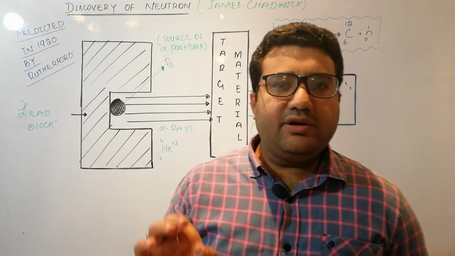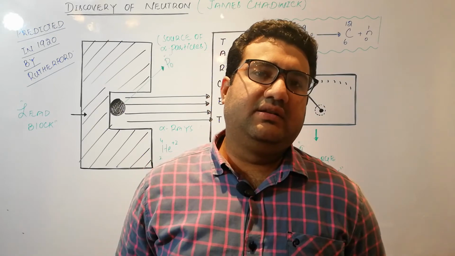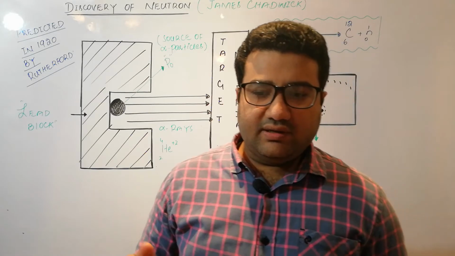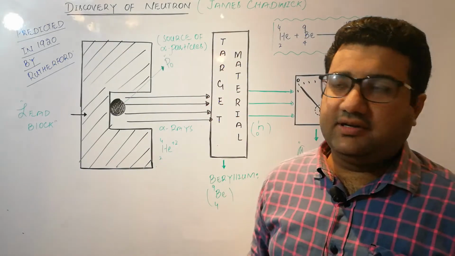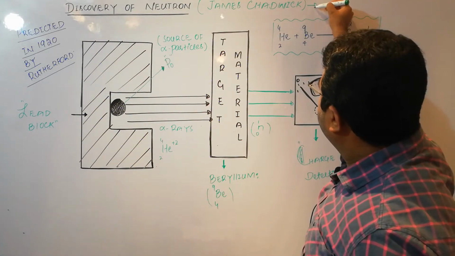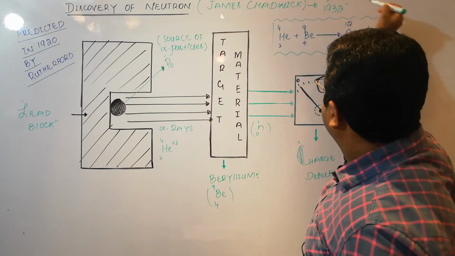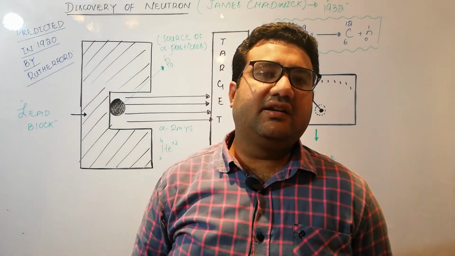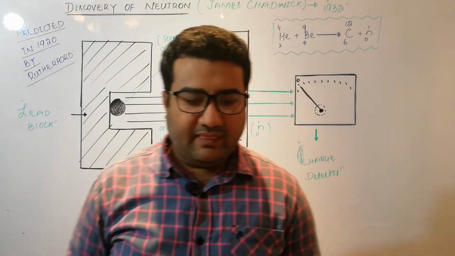In 1920, the presence of the neutron was predicted by Lord Rutherford. But in 1932, James Chadwick discovered the neutron. He discovered the neutron in 1932, and it was a big achievement. That's why in 1935 James Chadwick was awarded the Nobel Prize.